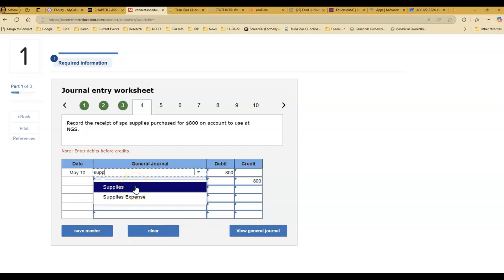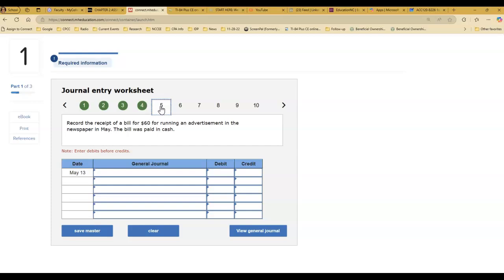Now again, a couple of things to note here. Is it supplies or supplies expense? It's supplies. Why? Good. It's not used yet. We just bought them, brought them back to the business, and put them in the supply closet. Okay? So it's going to be supplies. Once we use them, then it becomes an expense. And the credit's going to go to, good, accounts payable, because we said put it on our tab, or we bought it on account. Okay? All right? Number 5.